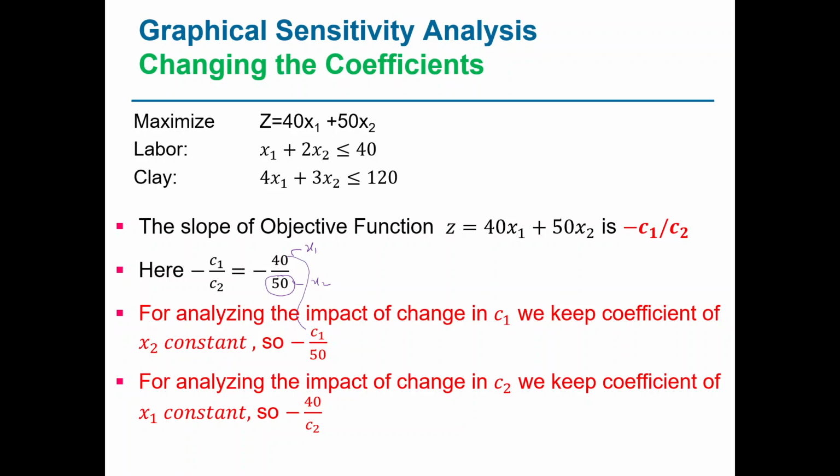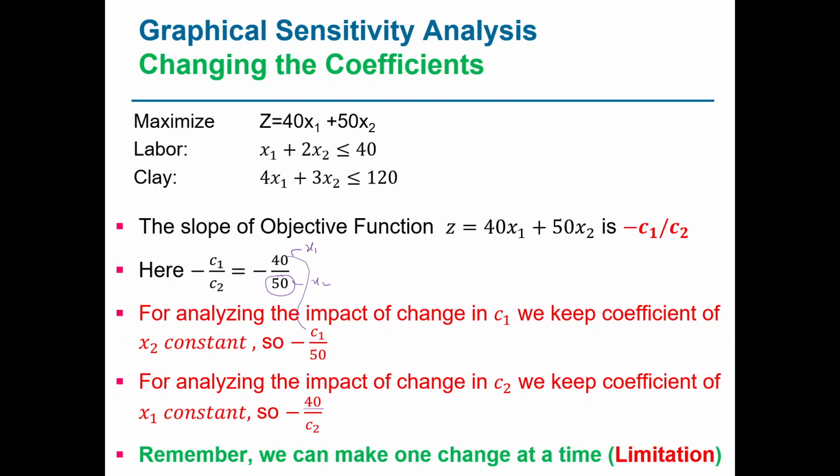Similarly, for analyzing the impact of C2, we will keep the coefficient of x1 at its original value, that is 40, and we will replace the coefficient of x2 with the term C2. Now, this shows us one of the limitations of this sensitivity analysis, that we can only make one change at a time. We cannot change the coefficients of x1 and x2 together. So first we find the range of the coefficient of x1, then we find the range of the coefficient of x2.